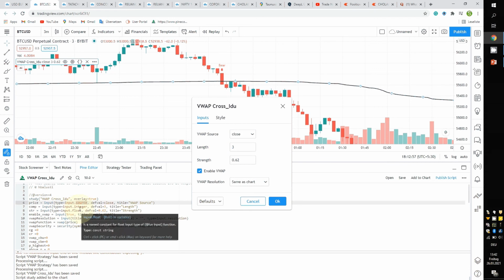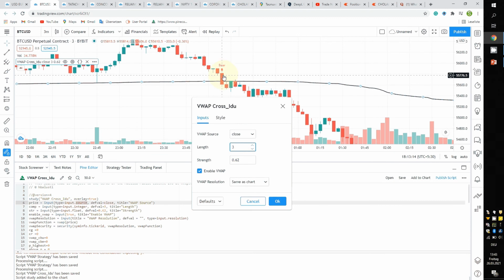Next is comparison. This has to be integer type, and the default value is 3. So you can change it to 4, 5, whatever you want. And the third part is the strength. So strength is, as I said, the ratio of the complete length of the candle to the body of the candle.